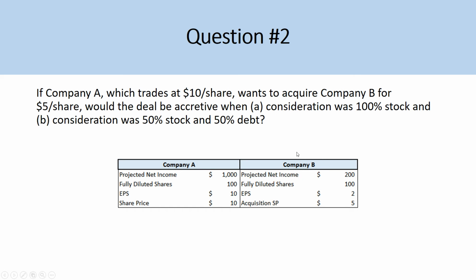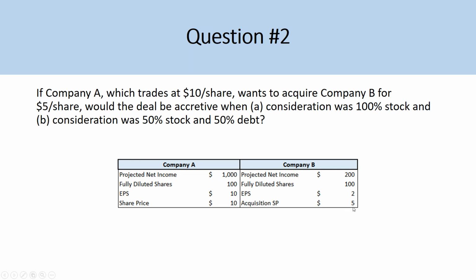So using the approach that I talked about, you first find pro forma shares outstanding and then pro forma net income. Now in this case, it's relatively easy because there are no additional synergies and all that kind of stuff. So really pro forma net income would be 1,200, right? But let's look at this. So the transaction, number A, the consideration is 100% stock. So the acquisition share price is 5.